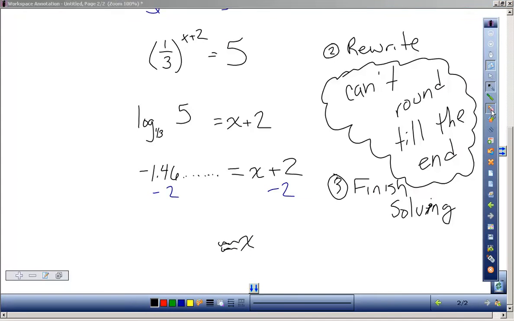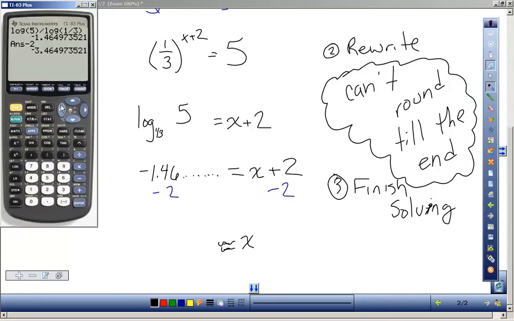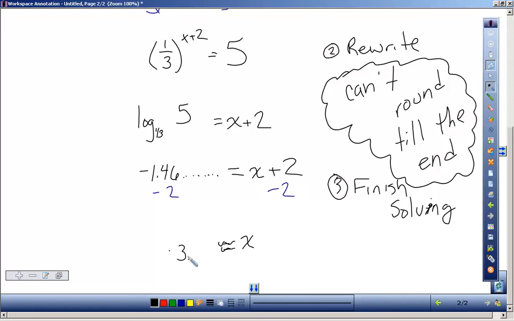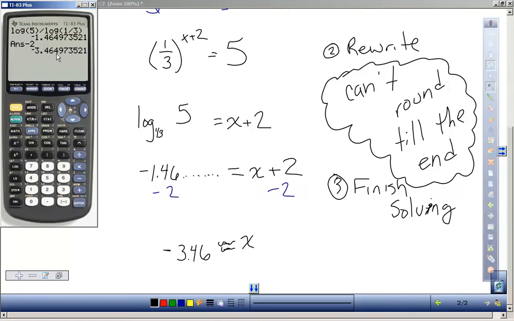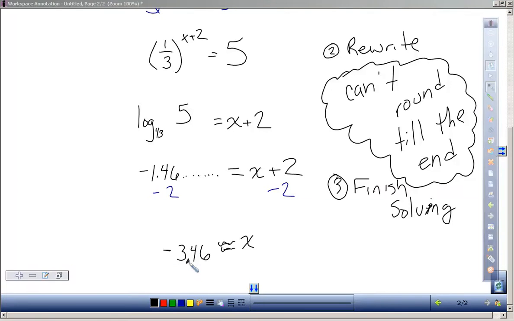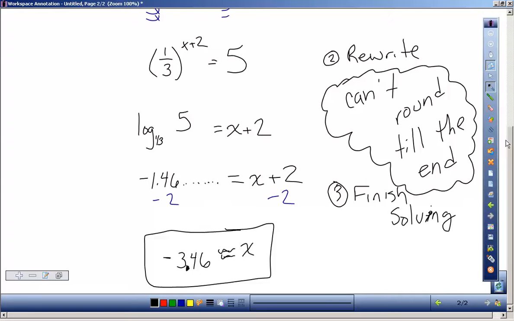Now that I'm at this last step, I can approximate. x is approximately, because we are dealing with decimals at this point, negative 3.46. Now it doesn't round up because that number next to it was a 4, so it's going to stay 0.46. So negative 3.46 is my solution for this particular exponential problem.